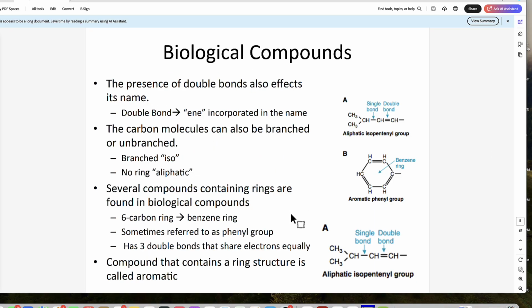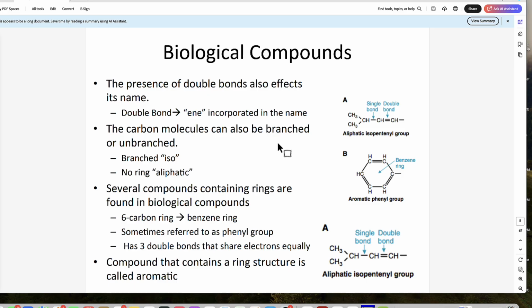The presence of these various molecules and their ability to engage in various bonds also is incorporated into their name. So a lot of molecule names are derived from the actual composition of molecules within it. For example, if you see "ene", which you see here, it denotes the presence of a double bond in the molecule. If you see "iso", it refers to a branched molecule. Or if you see "aliphatic", that means there's no ring, right? And so the nomenclature of a molecule denotes its structure.